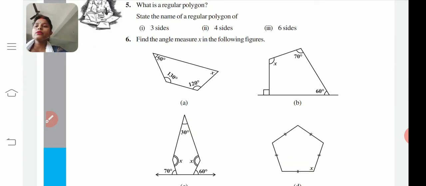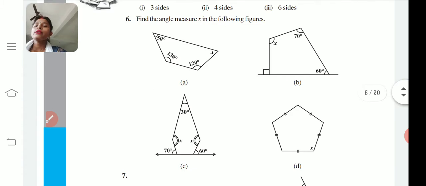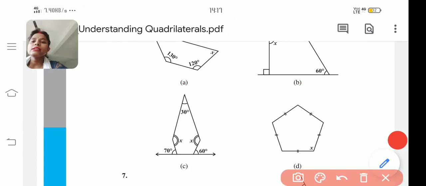Now question number 6. Find the angle measure x in the following figure. The first one is a quadrilateral, so the sum of all the angles of a quadrilateral is equal to 360. As you all know, all the angles are given and only one you have to find. In the same way you have to do the second question also. This is your 90 degrees. Now 3 angles are clear, and only 1 angle you have to find.